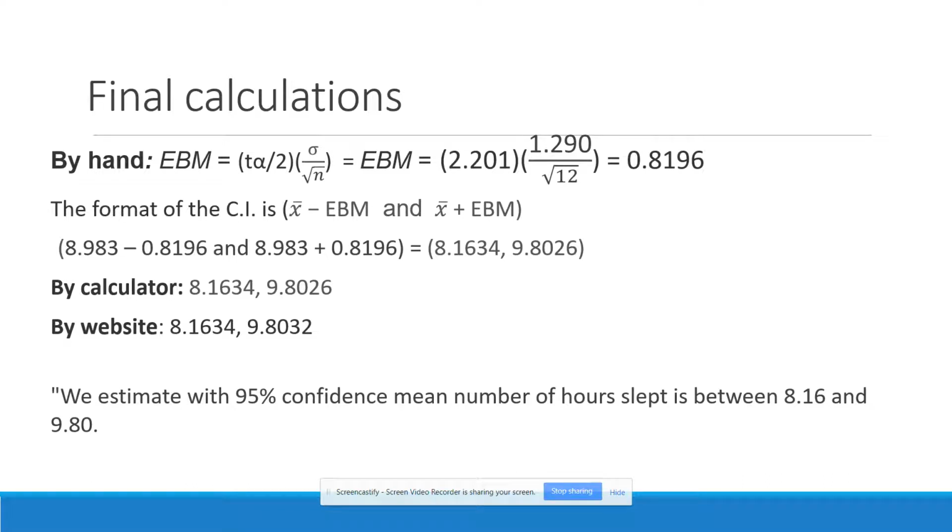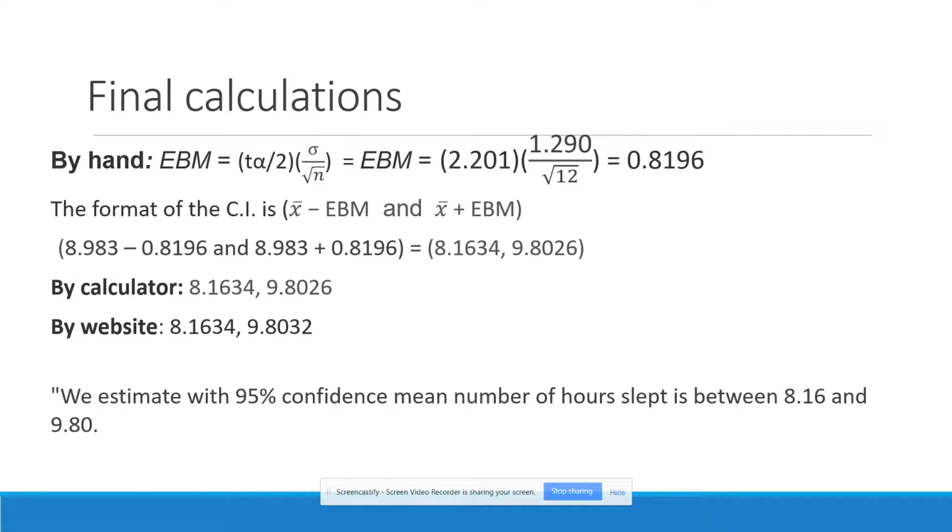8.1634, 9.8026. And for the website, I got a little bit different numbers. So what I'm going to do is, because they're slightly different, I'm only going to conclude with 2 decimal places. So we can estimate with 95% confidence the mean number of hours slept is between 8.16 and 9.80.